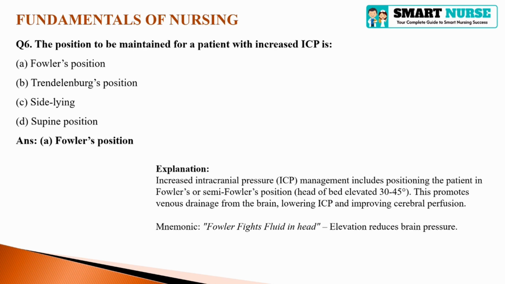Trendelenburg position is the opposite of Fowler's position. We keep the lower limbs high and the upper body down, at 15 to 20 degrees. At that time the head will be low and the lower limbs will be high. So Trendelenburg position can increase the ICP.